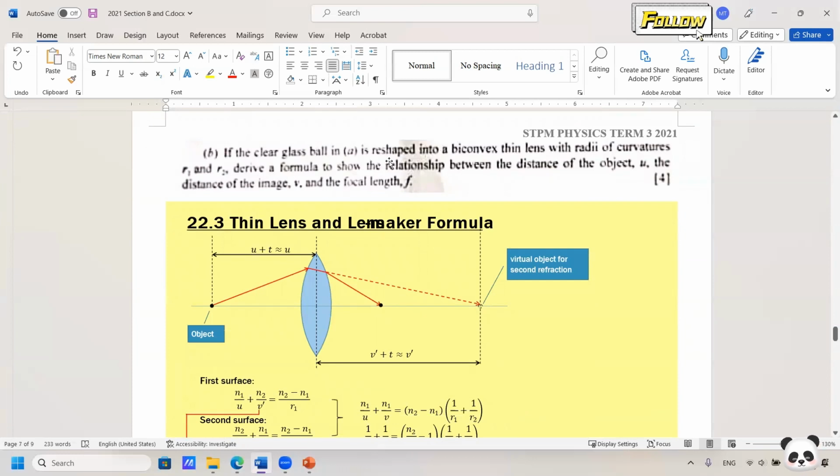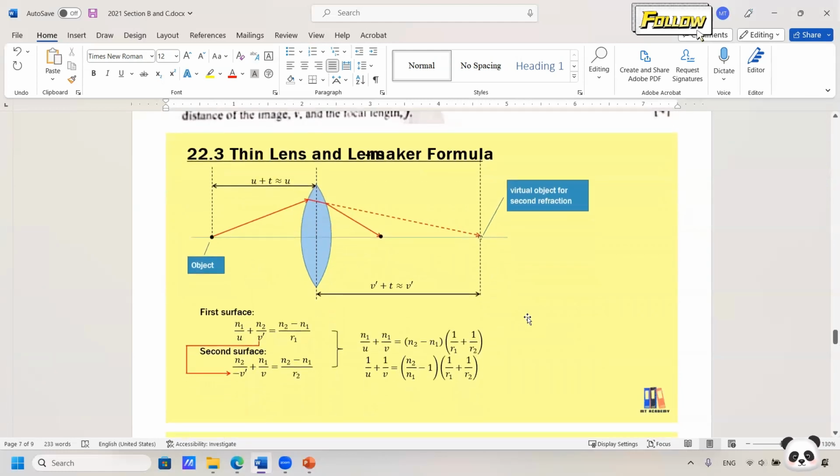If the clear glass ball in A is reshaped into a biconvex thin lens with radii of curvature R1 and R2, derive a formula to show the relationship between the distance of the object U, distance of the image V, and the focal length. The derivation has been discussed in the syllabus, and I'm sure you know how to do it. There's one very important assumption to be made when you do the derivation. By the word thin lens, it means the thickness can be ignored, so the object distance is approximated as U, and the image distance as V.